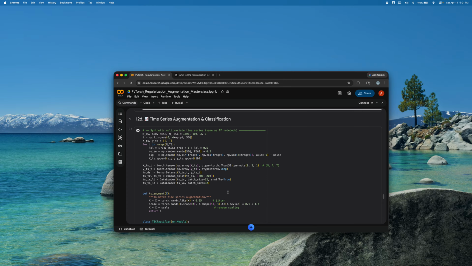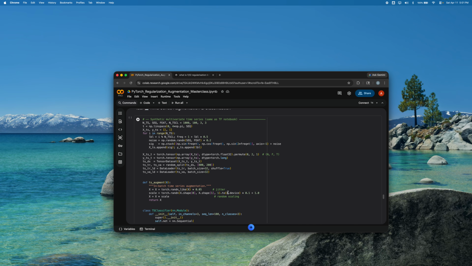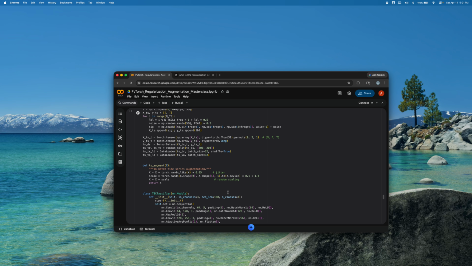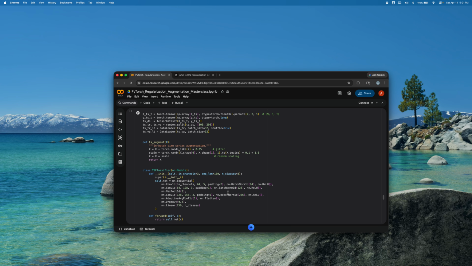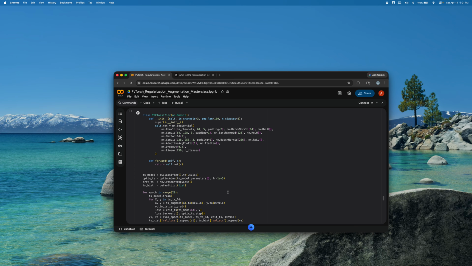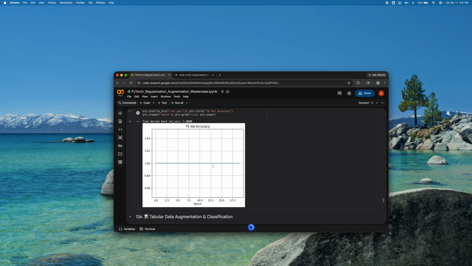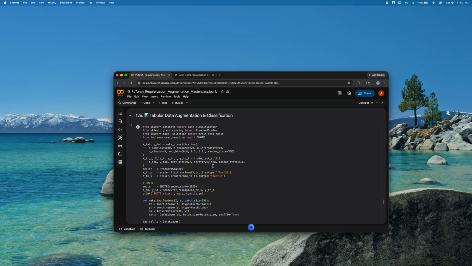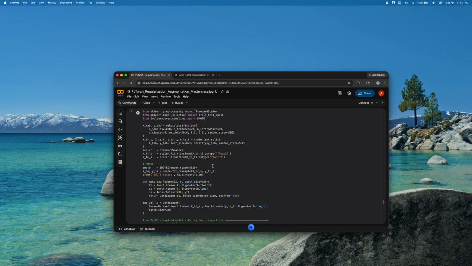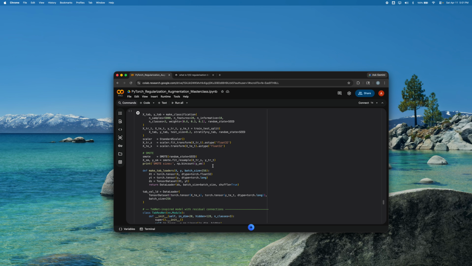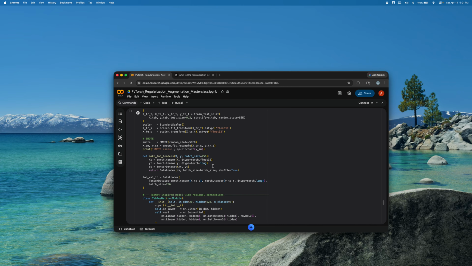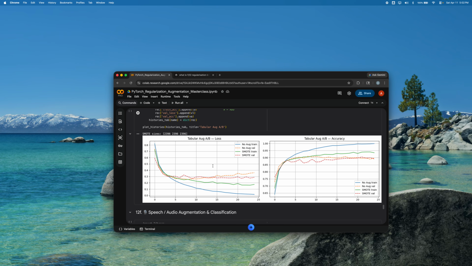You can see. Then we have time series augmentation with jitter, where we are adding small random noise and some random scaling. A 1D CNN classifies synthetic sinusoidal signals of different frequencies. So this is the accuracy for that. Then we have tabular data using SMOTE, the synthetic minority oversampling technique, to handle class imbalance by generating synthetic examples of underrepresented classes, plus Gaussian noise and random feature masking as augmentation. Here is the performance for that.